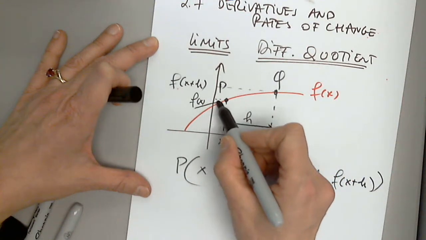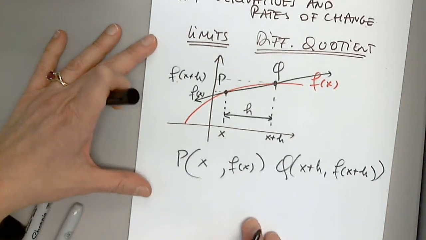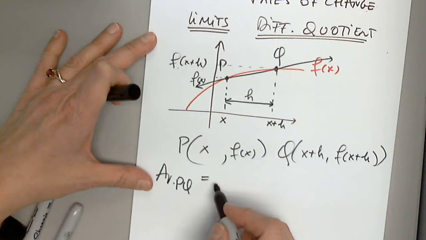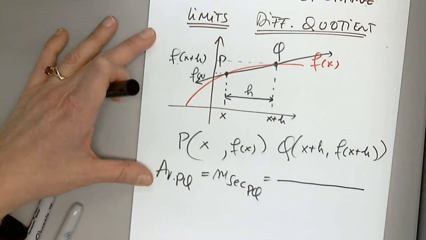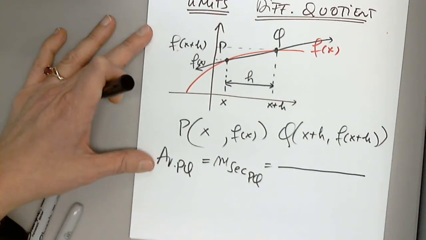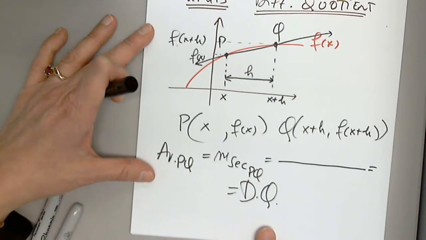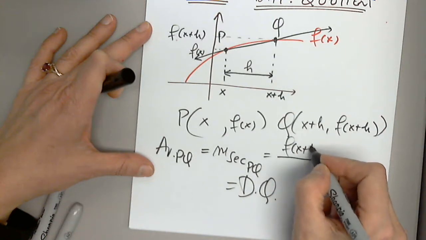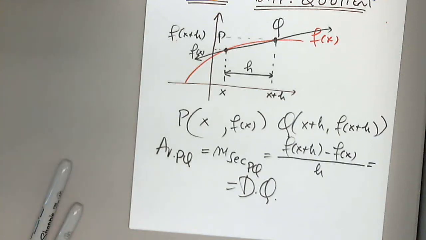Good. So now can anyone give us the average rate of change between P and Q, which is also the slope of the secant line PQ? And name it, please. Difference quotient, very good. This is indeed the difference quotient. Can anyone dictate the difference quotient? Very good. We've done this for many functions. Perfect.